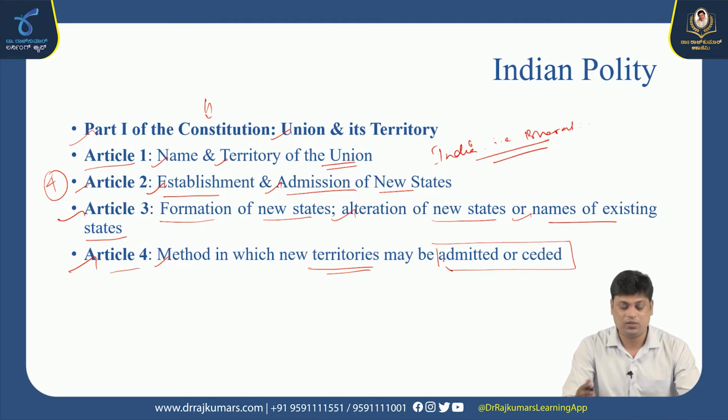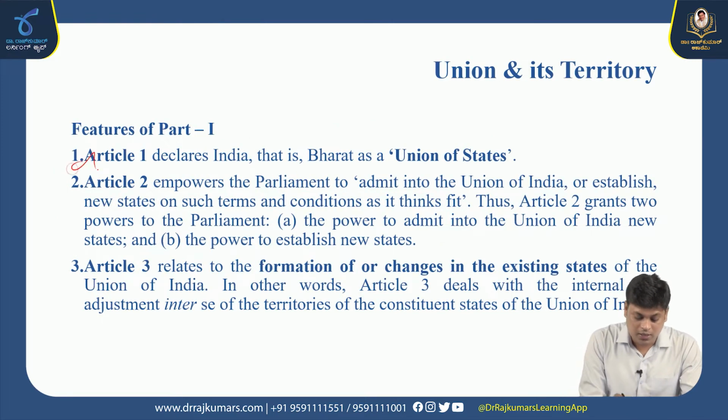Some features we will discuss. Article 1 declares India, that is Bharat, as a Union of States. As I told you, the name India, that is Bharat, comes from Article 1 of our Indian Constitution. So the official name of our nation is India, that is Bharat.